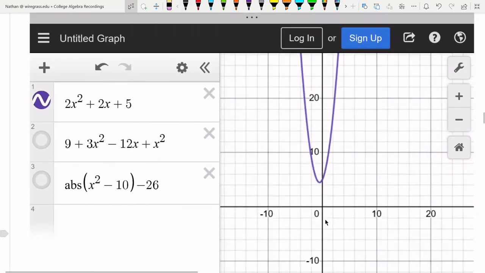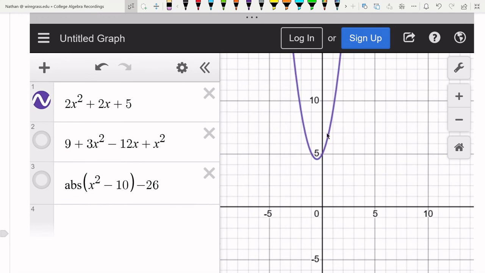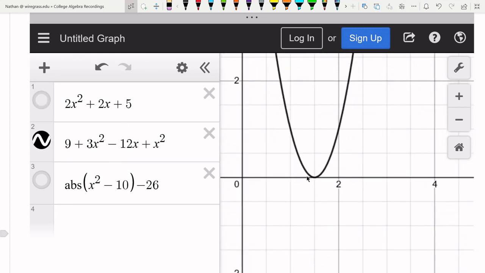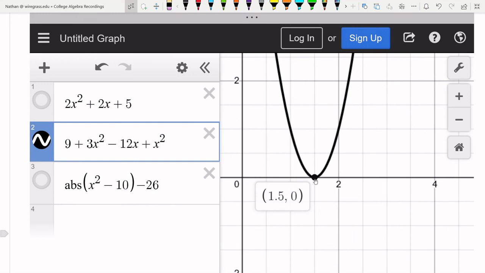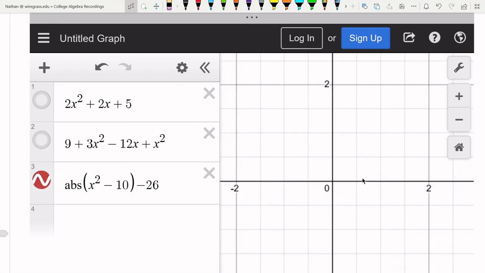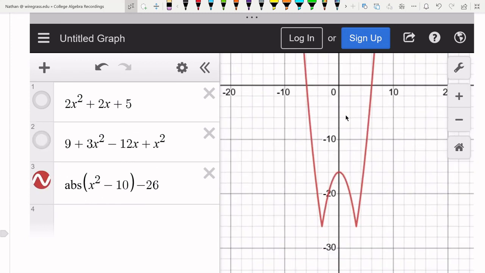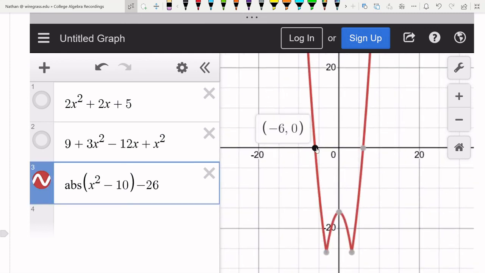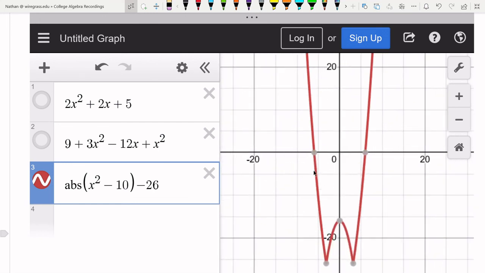So for the first one, you can see it's a quadratic that does not cross the x-axis. So these are complex solutions, which is what we got. This one, you can see it does cross the x-axis. It crosses right at 1.5, or in other words, 3/2. And this one, you can see it's a strange quadratic. That's because of the absolute value. And we have solutions at negative 6 and 6. And those are the only 2 solutions we find, because the other 2 are going to be complex, and those will not show up on the Cartesian coordinate system.